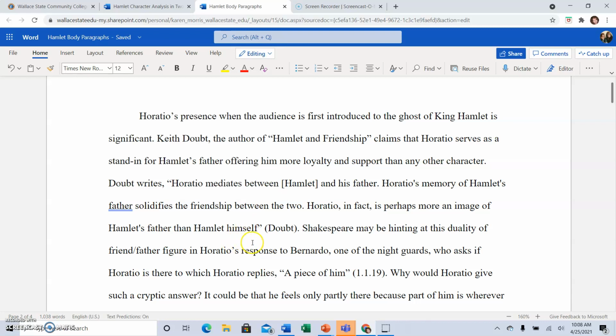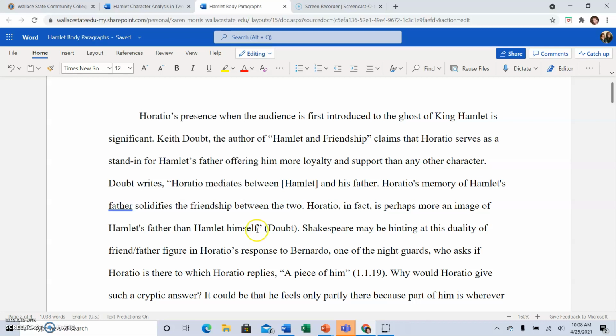Notice at the end of the quotation, I do not have a period. It goes after the parenthetical citation. I will say, however, I don't need to put Doubt here. I could use a page number if I had a printed source, but this was an online source without page numbers available to me. So I could leave the parenthetical citation off.